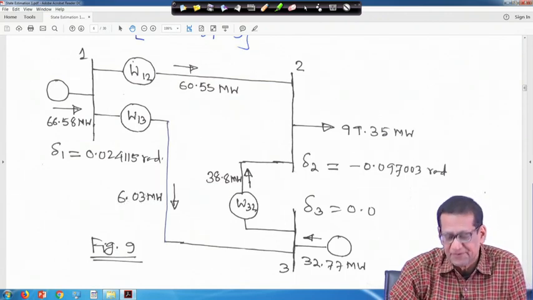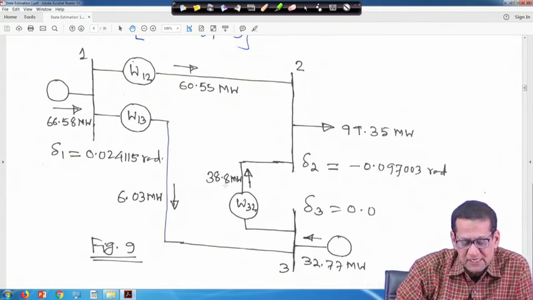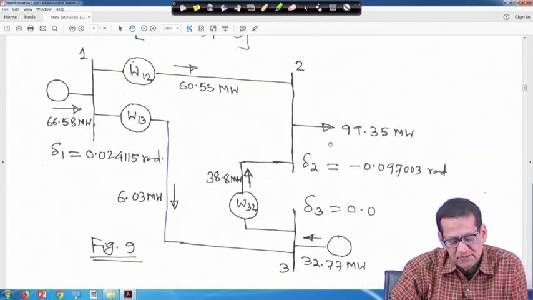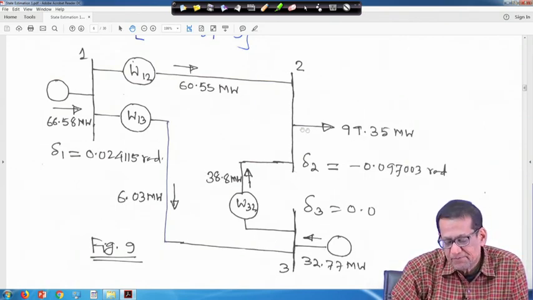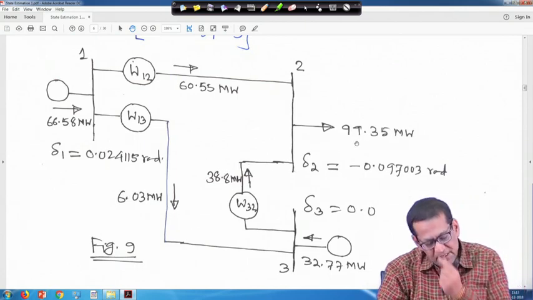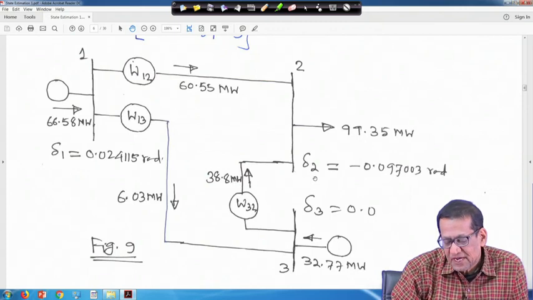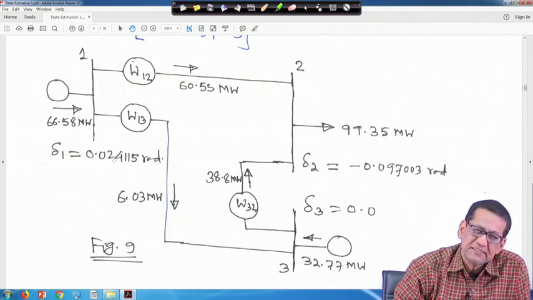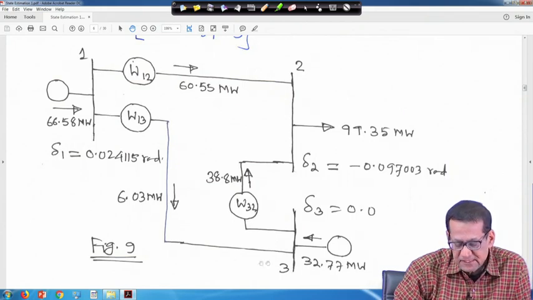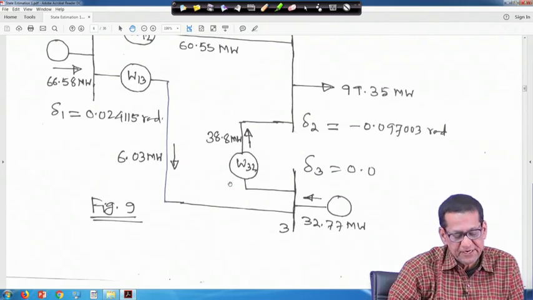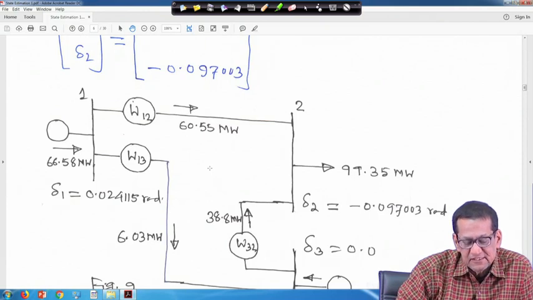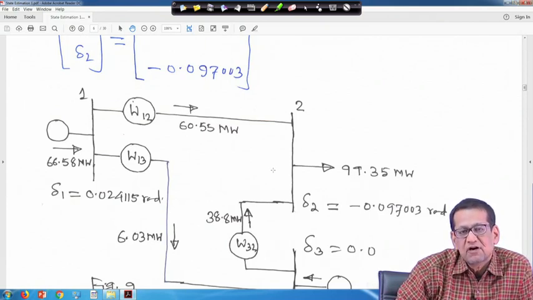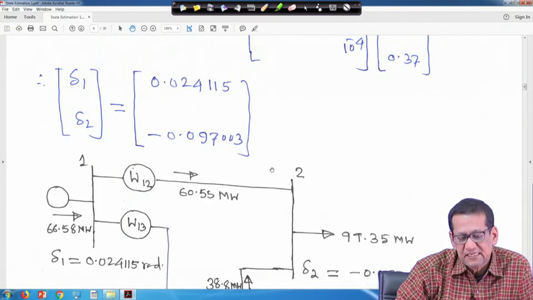So, it is coming 6.03 and similarly W32 according to these calculations is 38.8 megawatt. So, similarly you can find what will be your total, 60.55 and this side 38.8. So, it will become 99.35 megawatt, right, and delta 2 is equal to this much and delta 1 estimated is this much, that we have done. And similarly here 6.03 is coming and 32.77 is coming. So, it is 38.8 megawatt, right. So, this shows how one can estimate the angles delta 1 and delta 2.